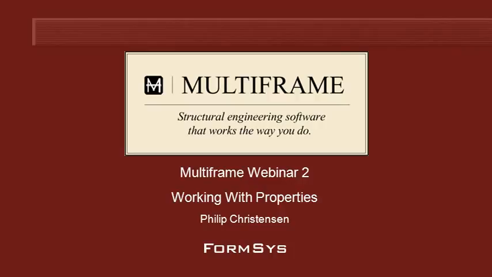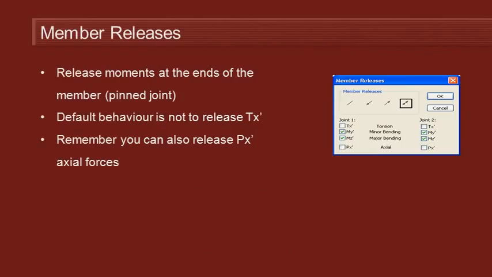We've set the properties of our joints. Now let's move on to our members. And the first property we're going to look at is member releases. A member release is when we release the moments at the ends of the member, or in other words, we create a pin joint at the end of the member rather than the normal rigid joint from that member to the node it's connected to.